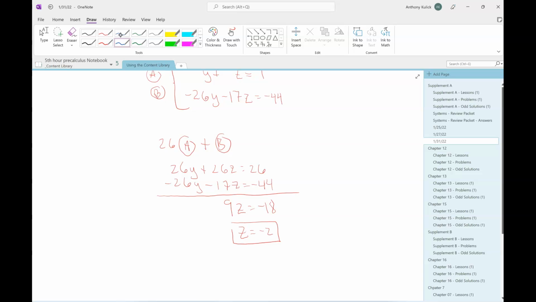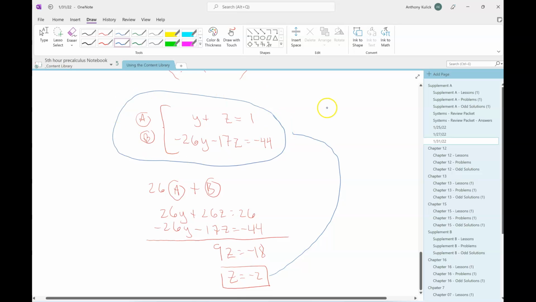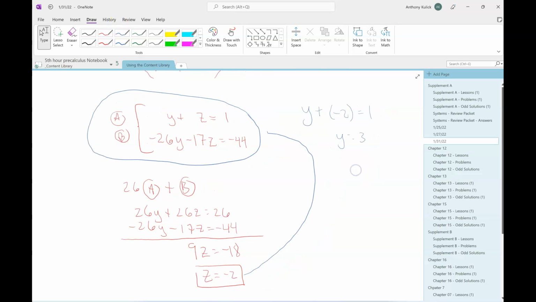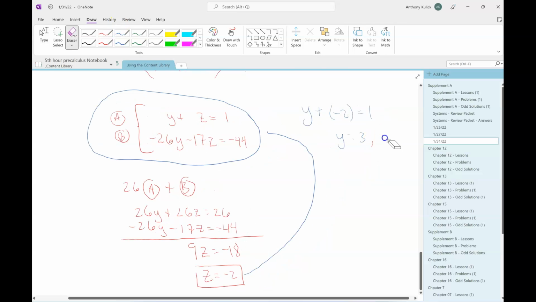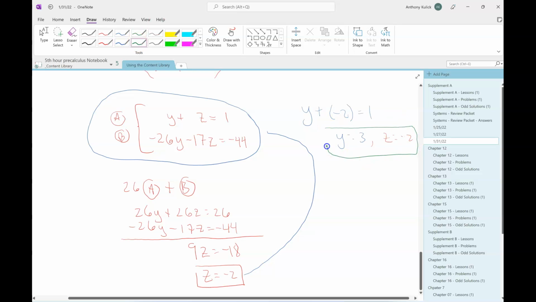Okay, once I have that, what do I do? Very good. Plug it back into some two-variable equation. I think you'd be crazy to pick anything other than equation A to plug that into. So there we have y equals 3. And we still have z equals negative 2. So then we take those two, and what do we do with those?